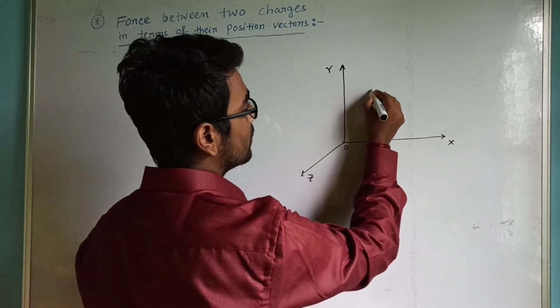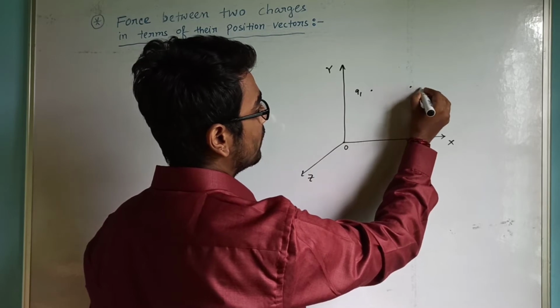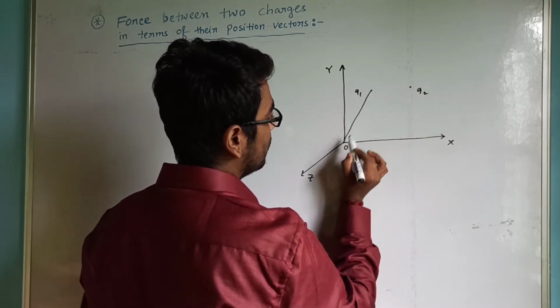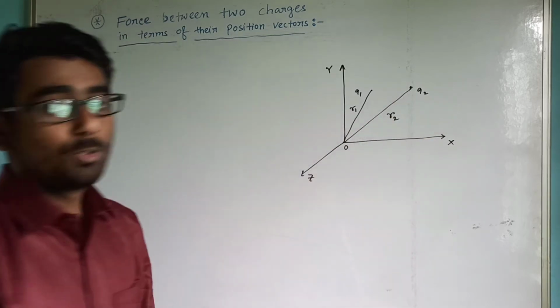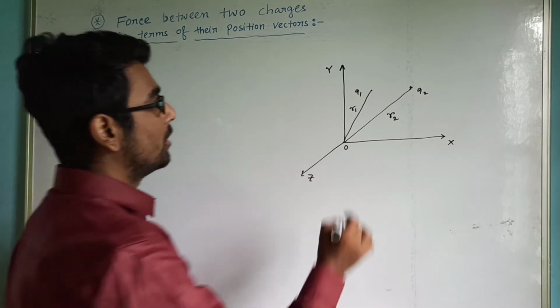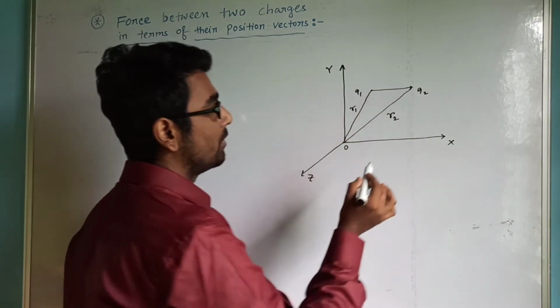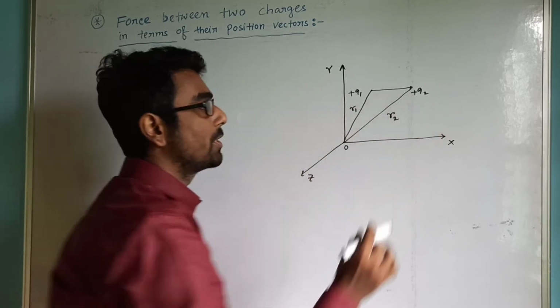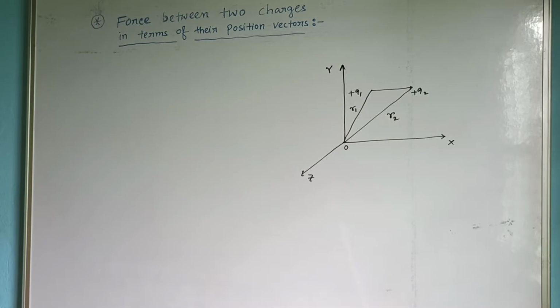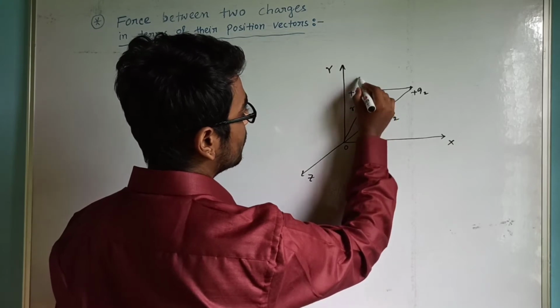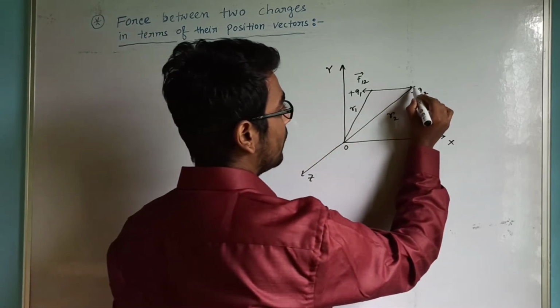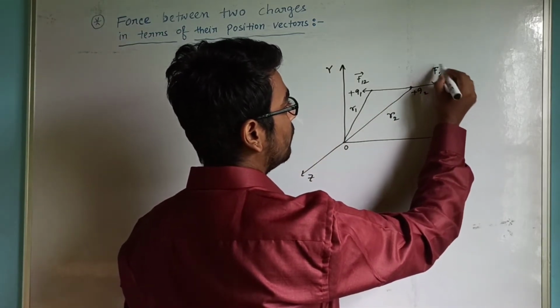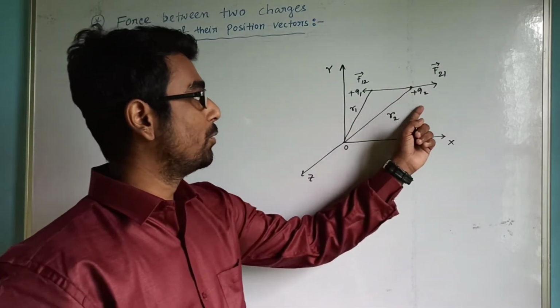Suppose there are two charges q1 and q2 placed there, and let this one be at r1 and this one be at r2 distance from the origin. So there exists a Coulomb force. Let both the charges be positive in nature. So there will exist a force. The force F12 will be in this direction, the force on charge Q1 due to Q2. In a similar way, F21 will be toward the right, the force on charge Q2 due to Q1.